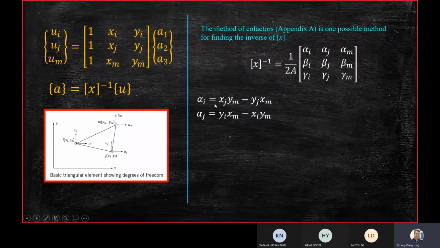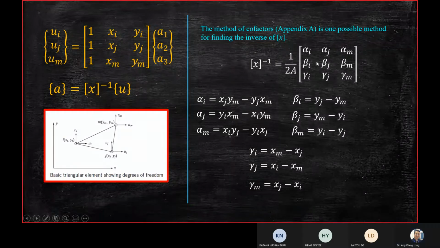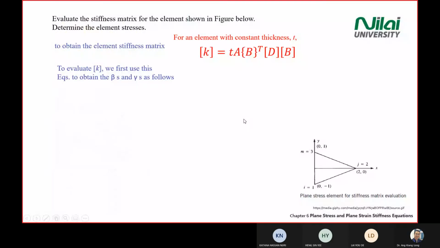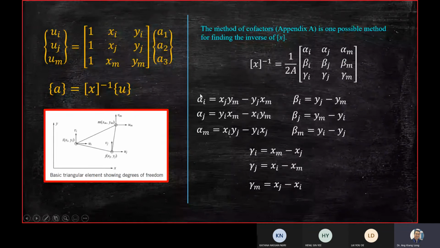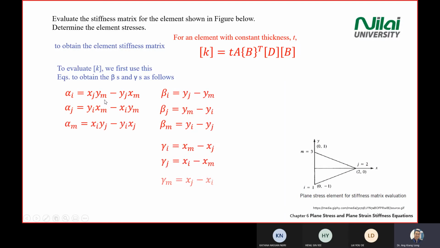So what is A? A, B, C, D, A, alpha, beta, and gamma. So these 9 equations will give you the values inside this matrix. So for example, alpha I equal to xj ym minus yj xm. So this one I copy from these slides. I copy this one. So there are 9 equations you need to solve. I show you the first one. So this one, I copy this one to the answer sheet. So there are 9, so I show you 9 on my slides.